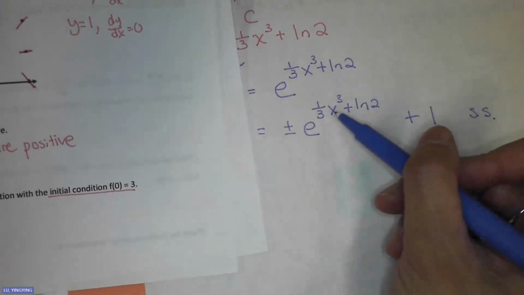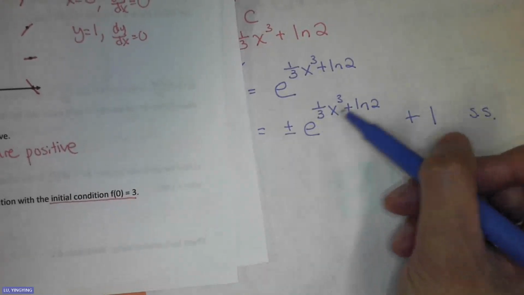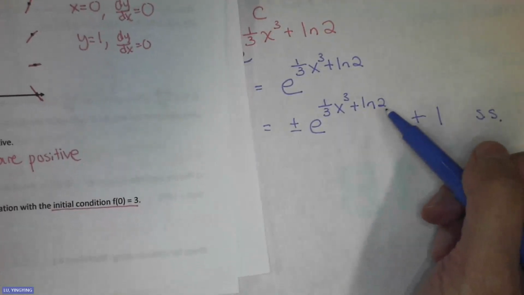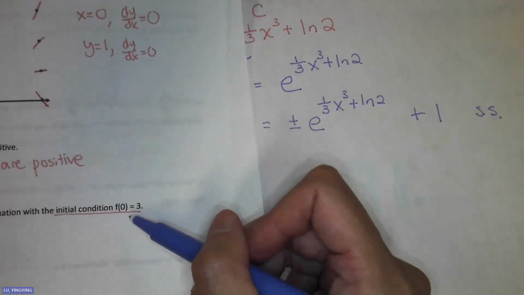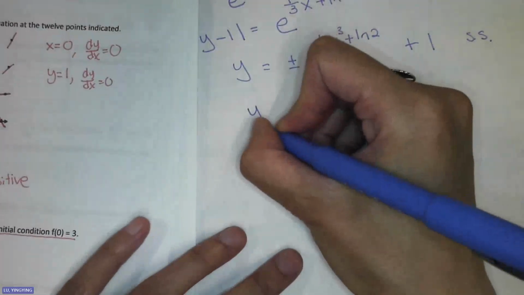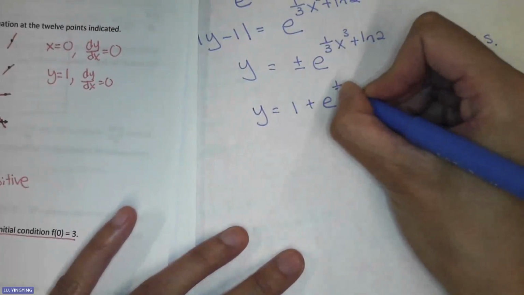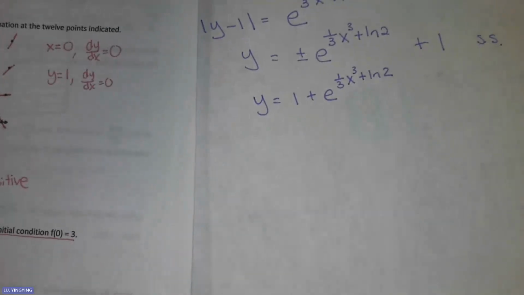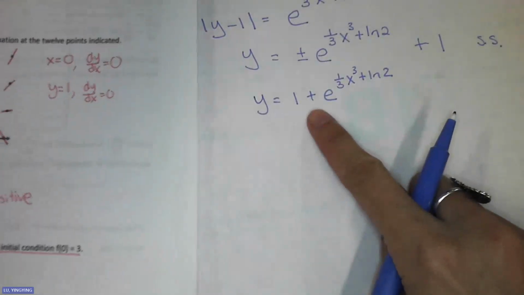Plug in 0. It's e to the ln 2 plus 1. E to the ln 2 is 2, right? 2 plus 1 will be 3. So the answer should be positive. Yeah. So final answer, 1 positive. You can put the 1 in the front or at the back, doesn't matter. Because the initial value is f of 0 equals 3, we have to satisfy the initial values. So the final answer should only have 1 answer, not 2 answers.